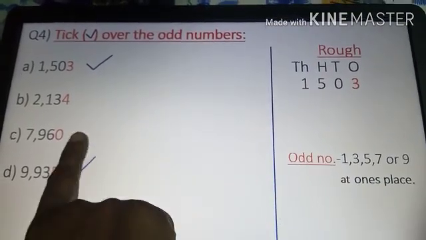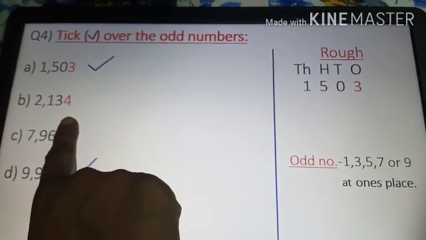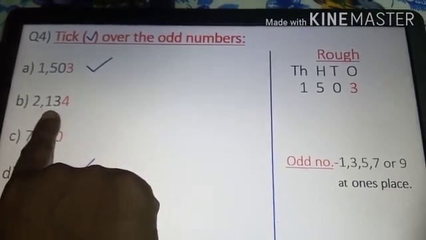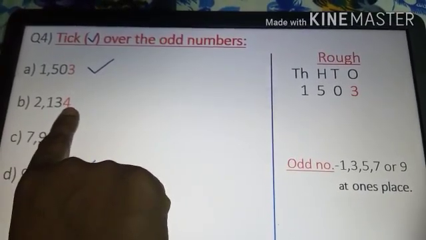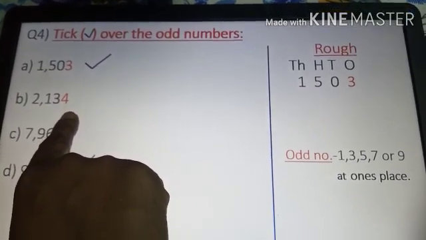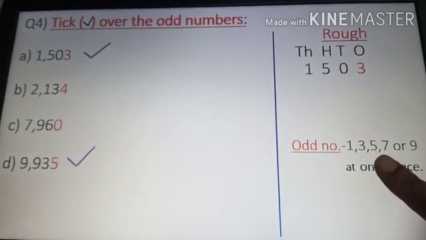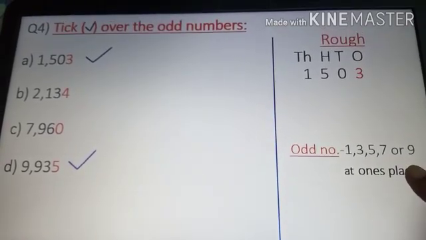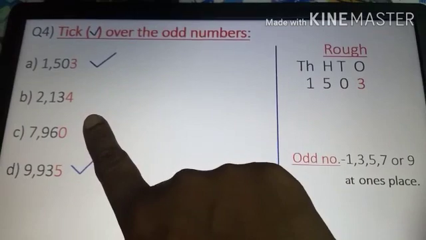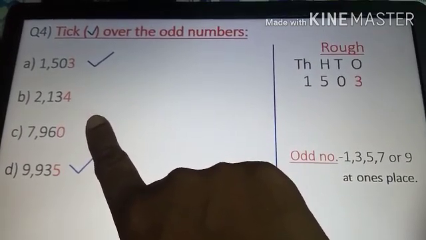2134. Now you again read the place values, children. Ones, tens, hundreds, thousands. What digit is there at the ones place? We have digit 4. Yes. Do you get here 4 at the ones place? No, na? So it is not the odd number. So you will not put here any tick.